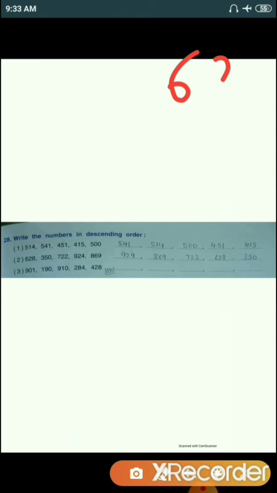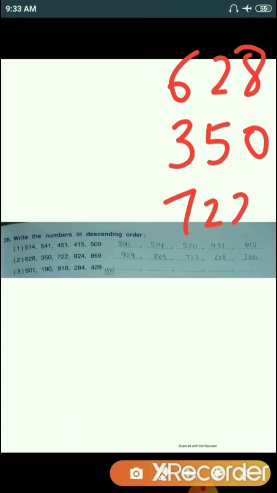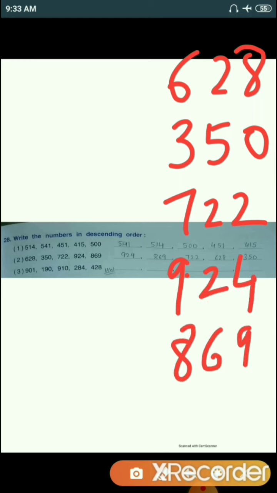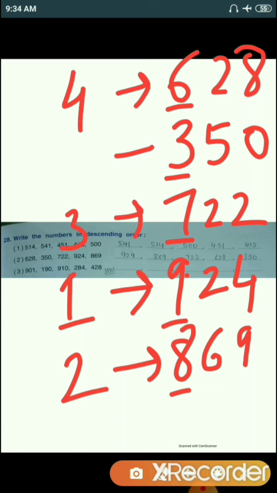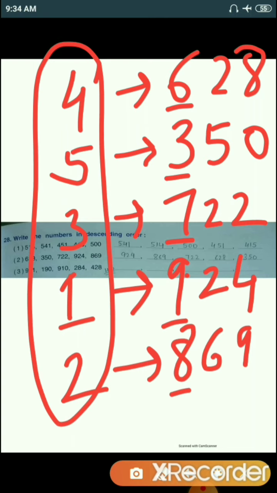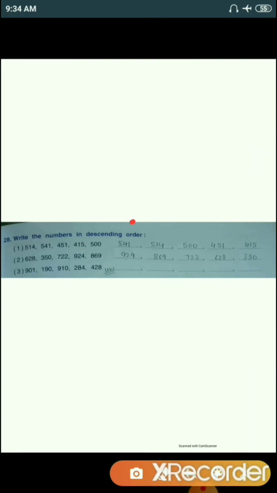Number 2. 628, 350, 722, 924, 869. We are concentrating on the first digit of these numbers. Which one is the biggest? We'll write 924 first, then 8, then 7, then 6, and the smallest one is 3, which means it is in fifth position. So we can easily calculate the descending order.